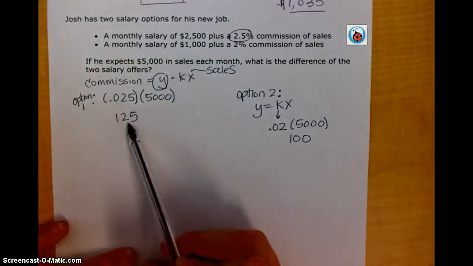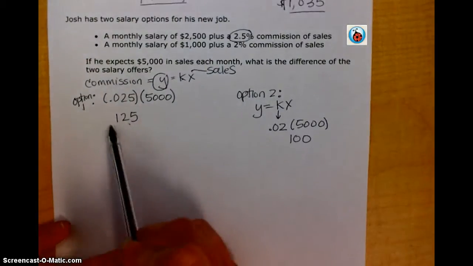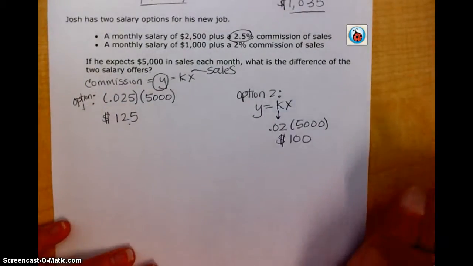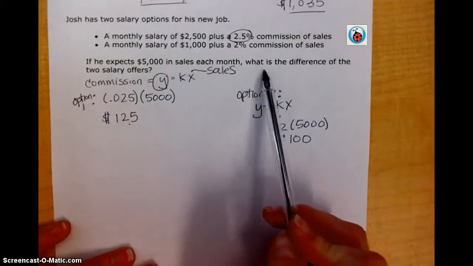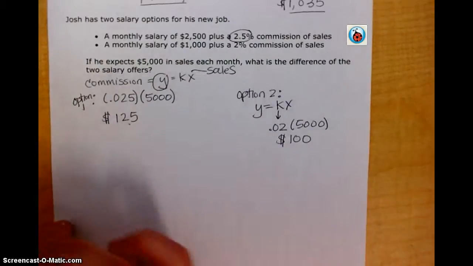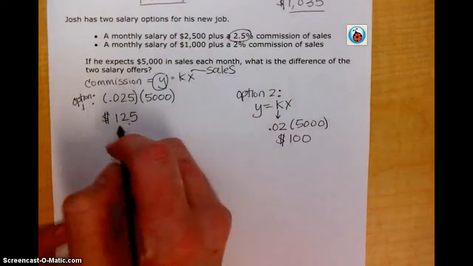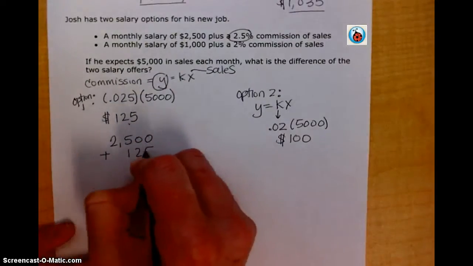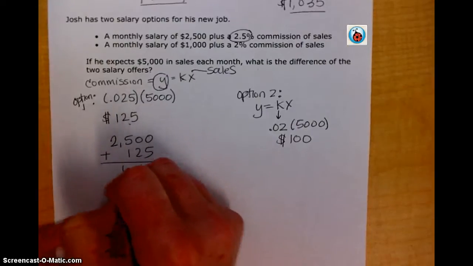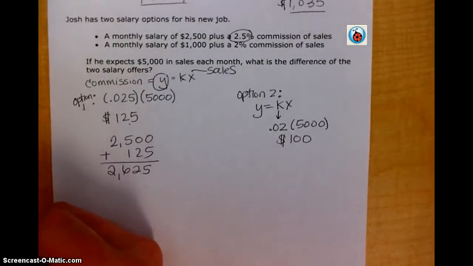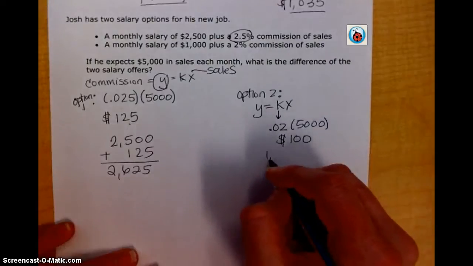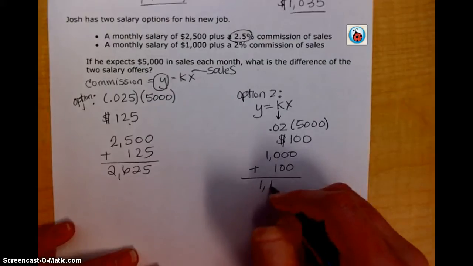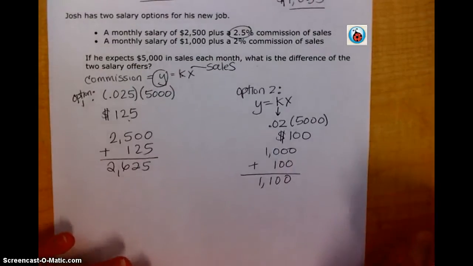With option 1, Josh will earn $125 in commission. With option 2, he will earn $100. Now, as we look back at our question, it asks what's the difference of the two salaries. We haven't found the answer to that question. In option 1, Josh makes $2,500 plus $125 in commission. That's $2,625. In option 2, he makes $1,000 plus $100 commission, which is $1,100. We still haven't found the difference.